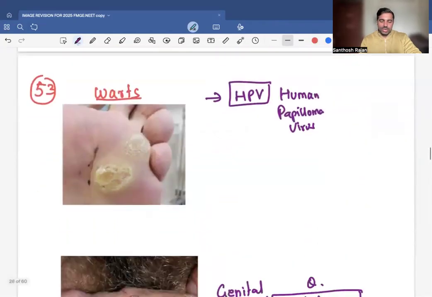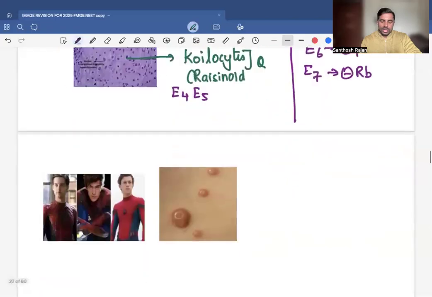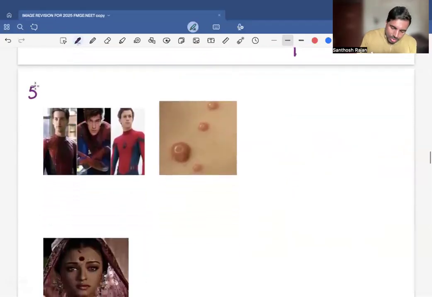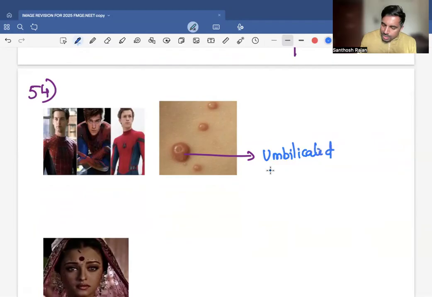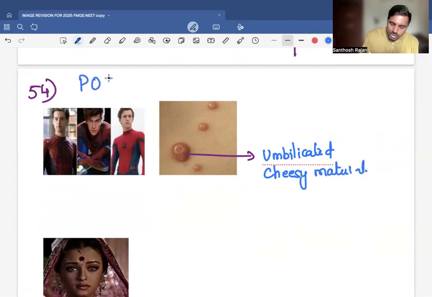Next is very interesting, and you must already know it. Number 54. So what is this picture you're seeing? When you see this cheesy, umbilicated lesion, it looks like an umbilicus, no? Umbilicated cheesy material comes automatically. What are you thinking? You have to think about the pox virus. Pox virus.